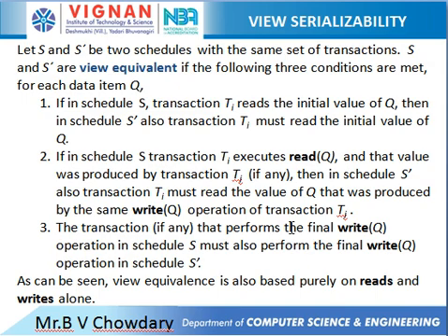Now the third one: the transaction that performs the final write operation in schedule S must also perform the final write operation in schedule S dash. For example, if you take two transactions Ti and Tj, in schedule S if Ti completes the final write operation, then in S dash also Ti is going to end with the final write operation. Similarly, if Tj has executed the final write operation in schedule S, the same thing should happen in S dash also. If these three conditions are satisfied, then we can say that the schedule S is view equivalent.